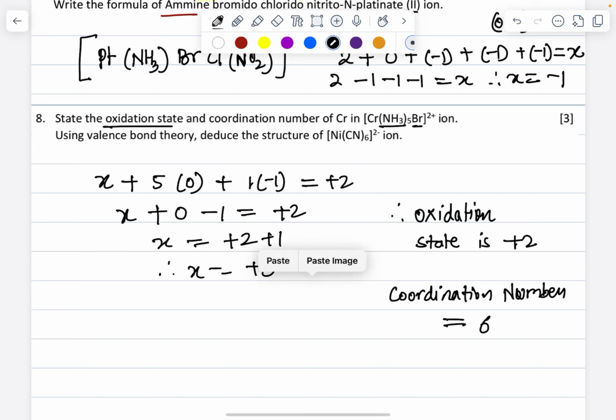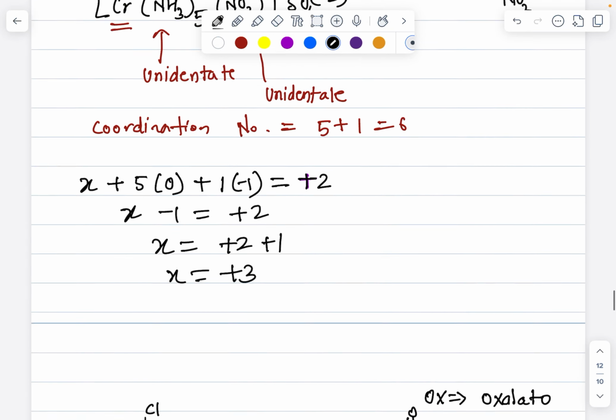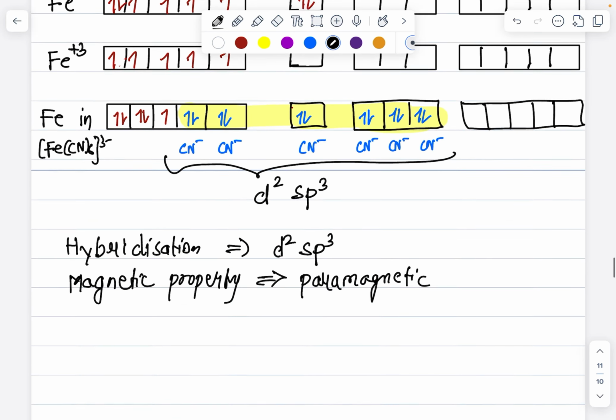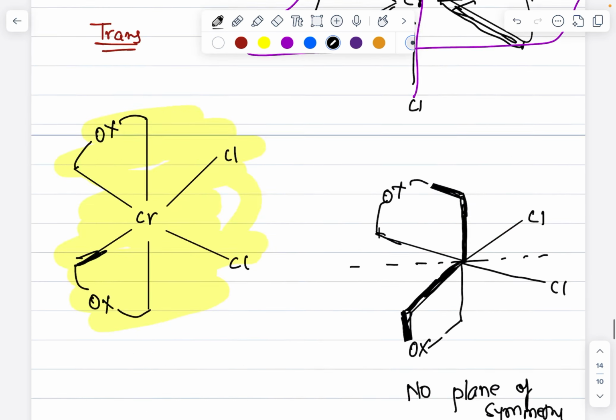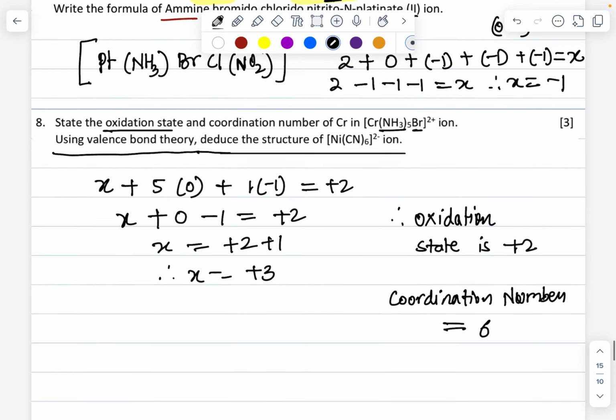Deduce the structure using valence bond theory. Deduce the structure of the complex. You need to know the structure, because since ligands are 6, the structure is surely octahedral, but they have said using valence bond theory, so you have to go through the process. Nickel CN6 2 minus. Have I done that example before about the valence bond? Yeah, here it is 2 minus.